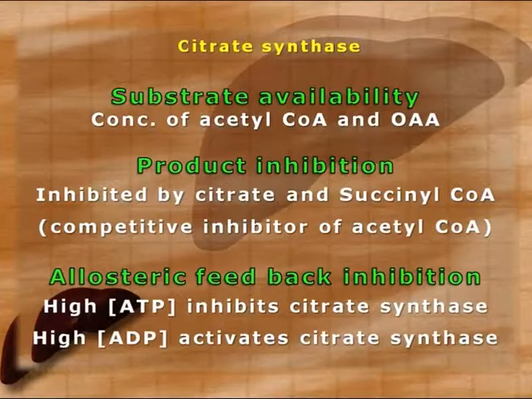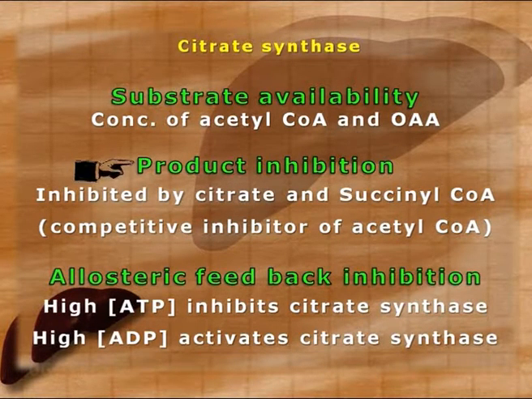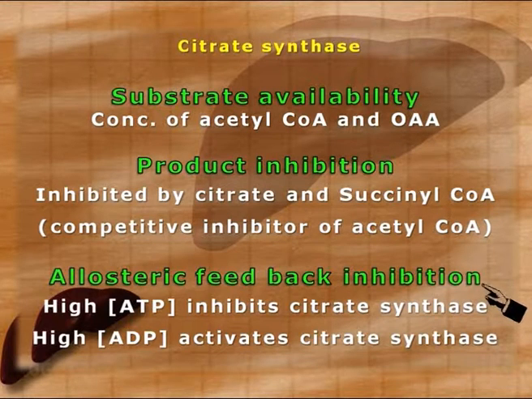The activity of citrate synthase is regulated by the availability of its substrates, acetyl-CoA and oxaloacetate. A high concentration of citrate, the product of citrate synthase itself, inhibits the enzyme. Citrate synthase is also inhibited by high concentrations of succinyl-CoA, a product of the alpha-ketoglutarate dehydrogenase complex. High concentrations of ATP and NADH also inhibit the enzyme, whereas high concentrations of ADP activate citrate synthase.